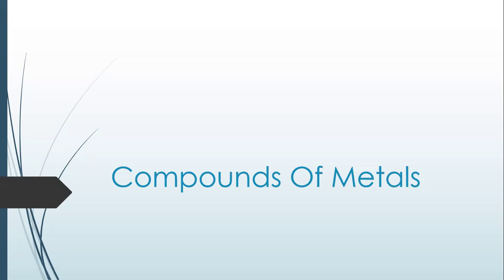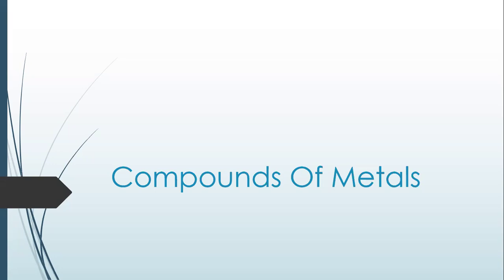Our chapter is compounds of metals. In our previous video, we saw the introduction to the compounds of metals. We saw the various kinds of compounds of metals. We started discussing the metal oxides.